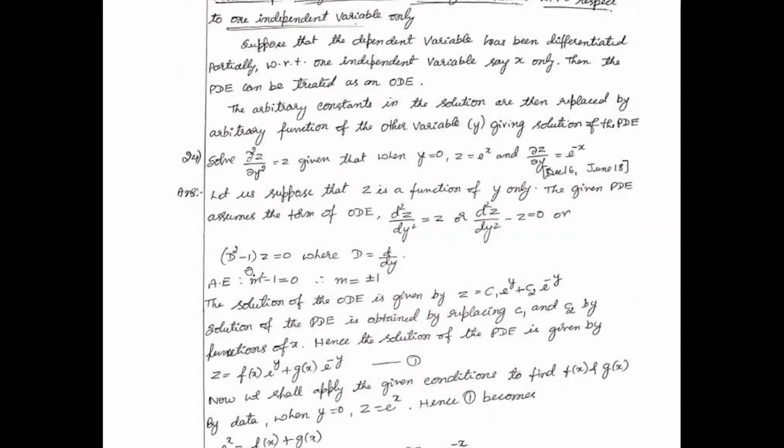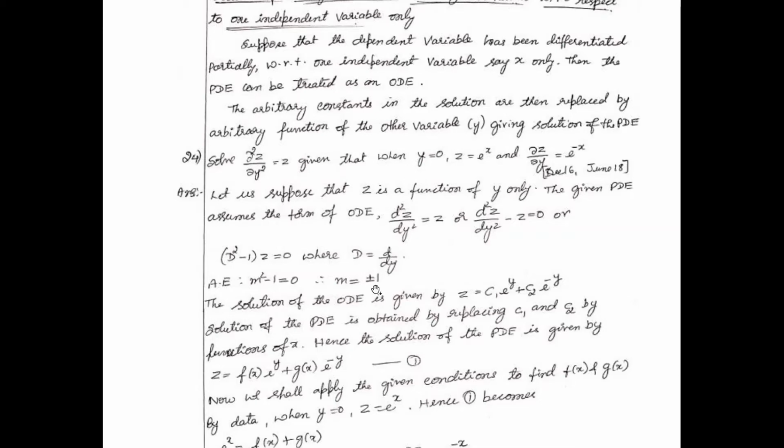This is an ordinary differential equation. We will solve it the way we used to solve ordinary differential equations, that is, by writing the auxiliary equation. First we write the auxiliary equation, that is m square minus 1 equal to 0. So m will be plus or minus 1. So here we have two distinct real roots. We have to write the solution.